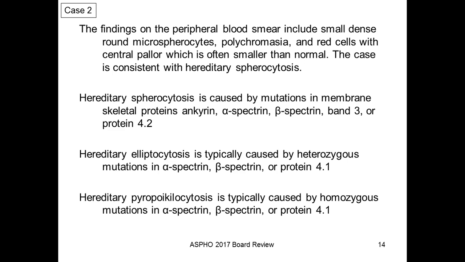4.2. And then a related condition, hereditary elliptocytosis, just to remind you, is caused by heterozygous mutations in alpha spectrin, beta spectrin, or protein 4.1. And then hereditary pyropoikilocytosis, which is essentially a severe version of hereditary elliptocytosis, is caused by homozygous mutations in alpha spectrin, beta spectrin, or protein 4.1.